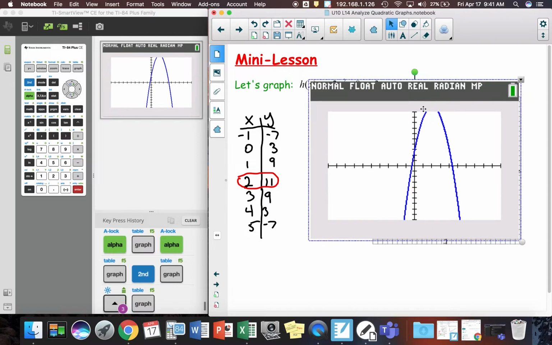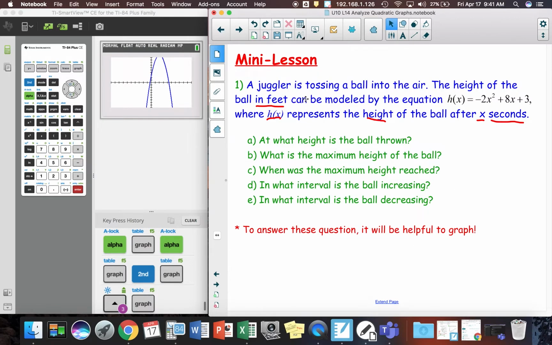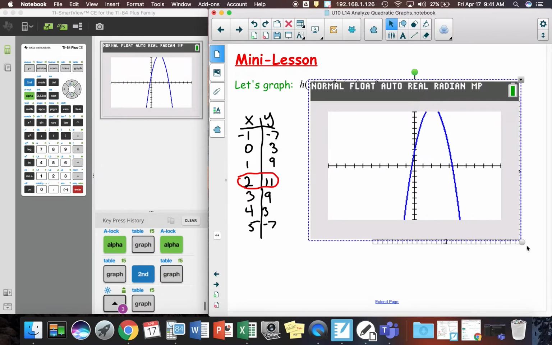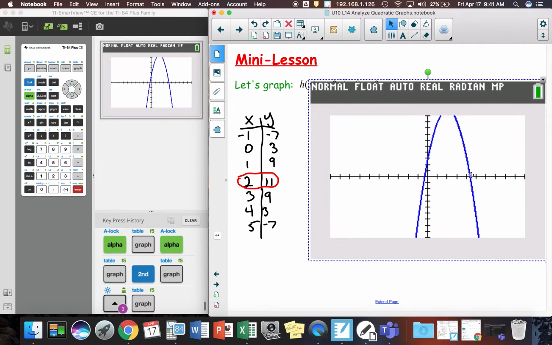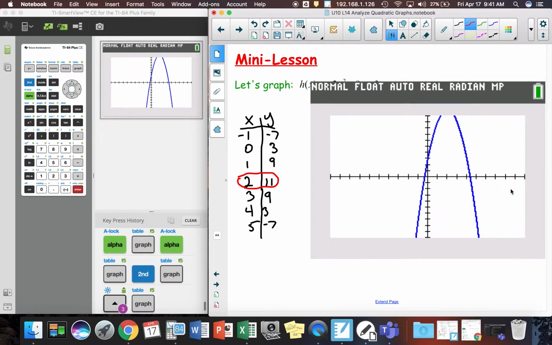There's some things that we do need that's not there, like the height all the way up here. But there's some stuff that we don't need. Now let's think about this. Let's go back. They're saying that the juggler is tossing a ball into the air. They're talking about height, they're talking about time. So for my x-axis, that's going to be time, because they said x is time. And they're talking about the y-axis, which is just h of x. So I can call it h of x, or I can call it y. They're both the same thing. This is going to be height.